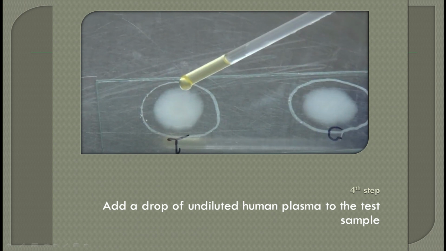Now you can see that in both T and C, they both have cloudy white because the bacteria have been mixed in both of them. Okay. Now what we do is we add a drop of undiluted human plasma to the test sample.